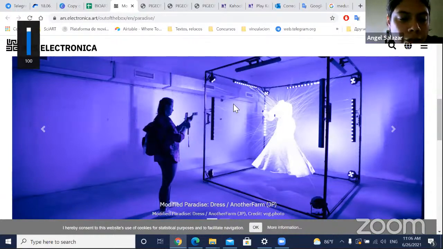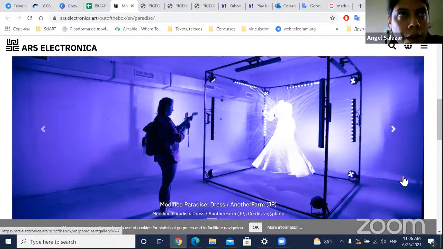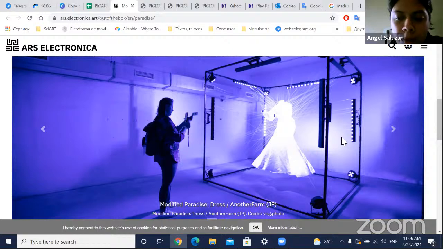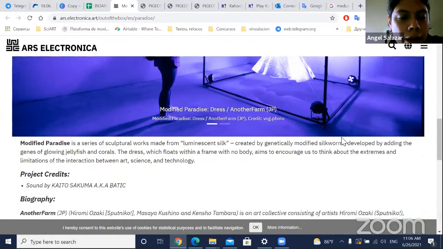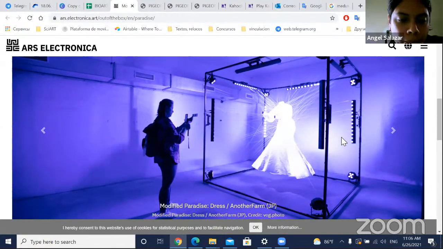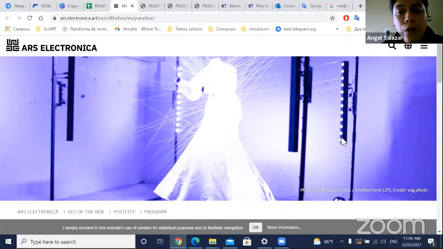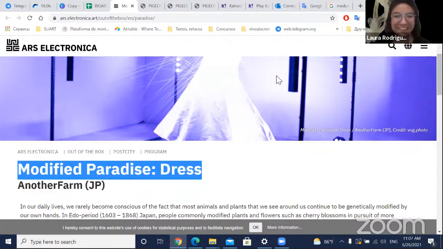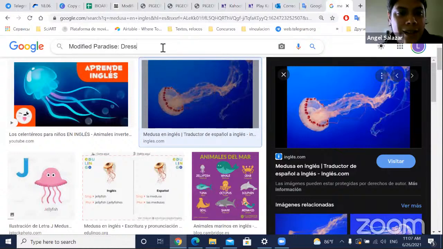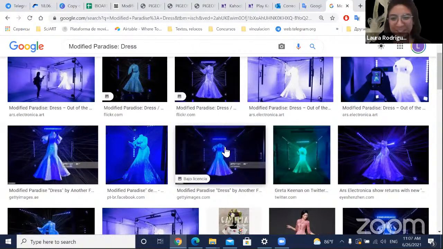I think it's very interesting. I think it's more a bio art work than bio design, because it focuses on the medium or the process of the installation. It's an installation called Modified Paradise by another farm. It's a collective of artists, and they use silkworms that were genetically modified, adding some genes from jellyfish and coral, and so the result is a silkworm whose silk is glowing, luminescent silk, and you can see in the installation a dress that is luminescent. Let's see some other pictures here.